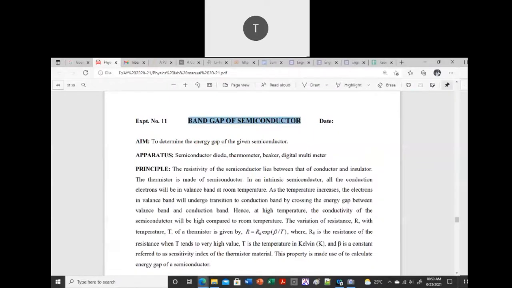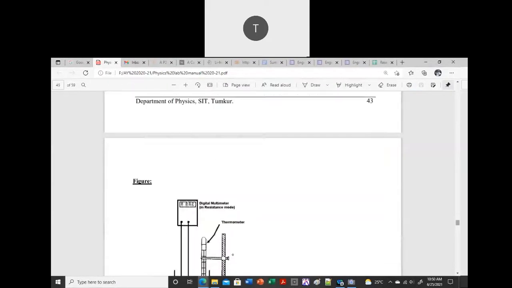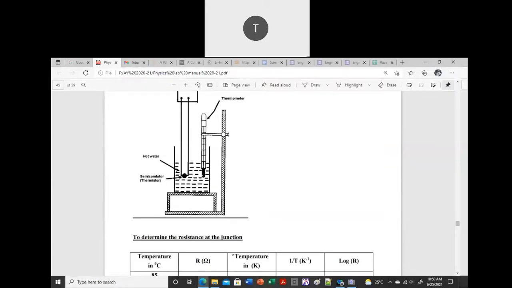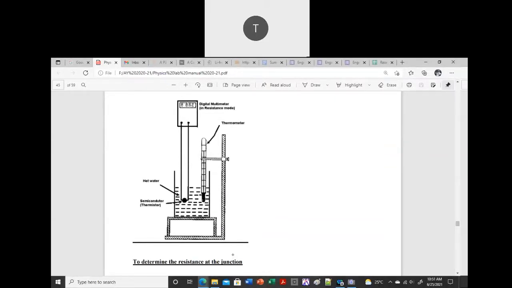Here we'll use something called a thermistor. A thermistor is a thermally sensitive resistor. In our case we are going to use germanium as the thermistor. Then we will keep it in a temperature water bath, hot water, and keep on recording the resistance at different temperatures. I will explain why you need that.